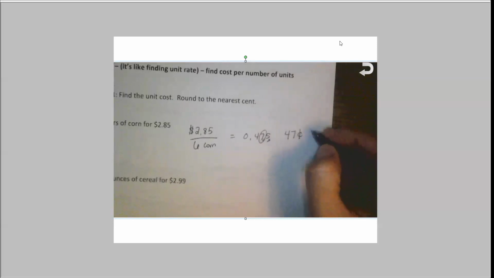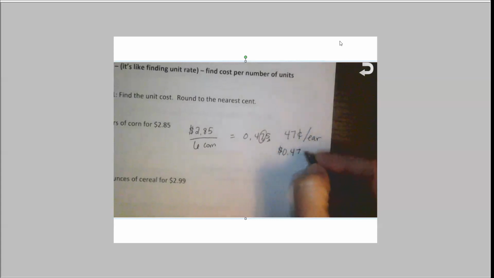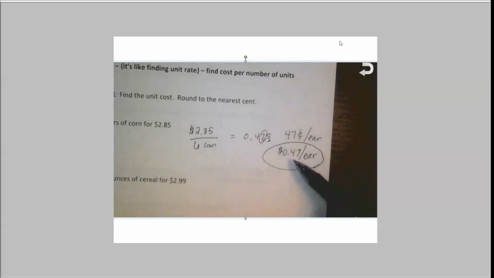In this case, it will round up to 47 cents per ear of corn, or we could write that as 47 cents per ear of corn this way. Make sure that you label this. This is money per unit, one number of units. So make sure that you label your answer properly in this lesson.